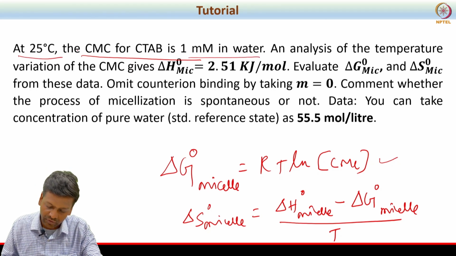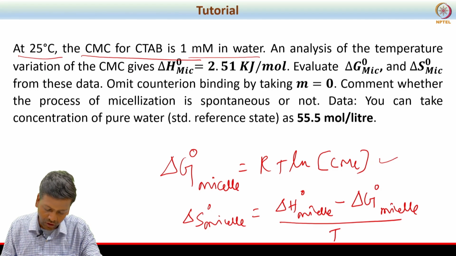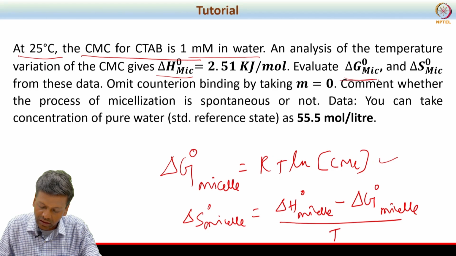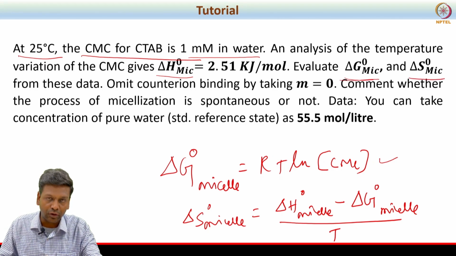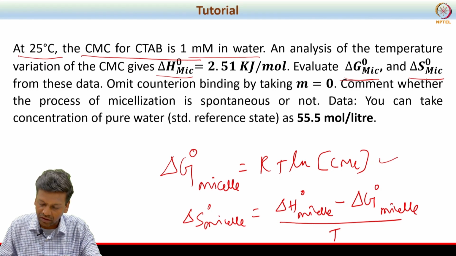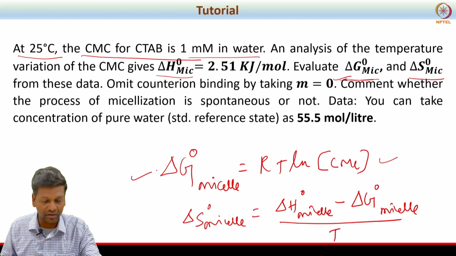The temperature data is given. They have also given the change in enthalpy of micellization at standard reference state. So what is being asked is to calculate the delta G of micellization at standard reference state and the change in entropy of micellization at standard reference state. That is, we need to evaluate these two unknowns, right. So we know that if you want to calculate the Gibbs free energy of micellization at standard reference state, this is the formula.